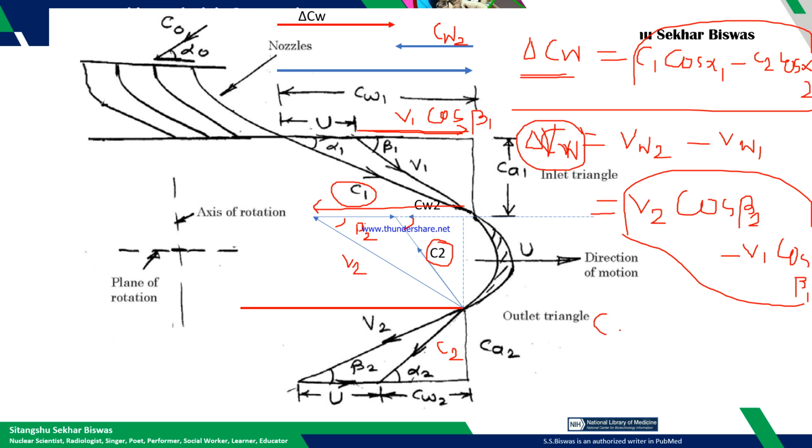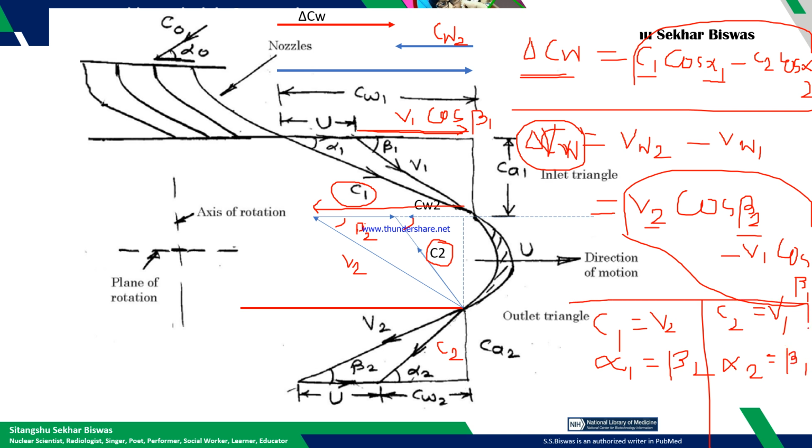If this C1 should be equal to V2, and alpha 1 should be equal to beta 2, and in the remaining part C2 should be equal to V1, and your alpha 2 should be equal to beta 1. Okay, this is the necessary condition.